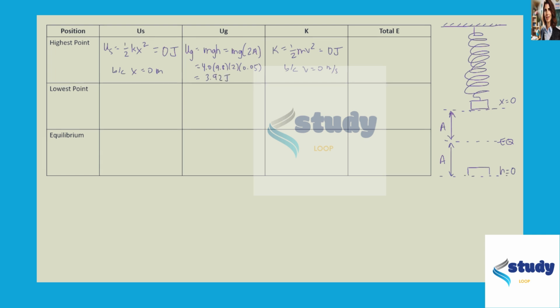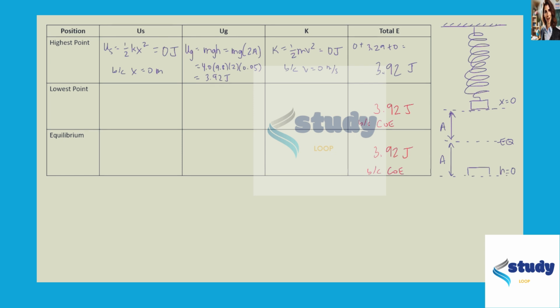And so our total over here is going to be 0 plus 3.92 plus 0, which is 3.92 joules. And now, because this is a conservation of energy problem, that means our total energy in this system is going to be 3.92 joules for all 3 positions. This is because of COE, conservation of energy.